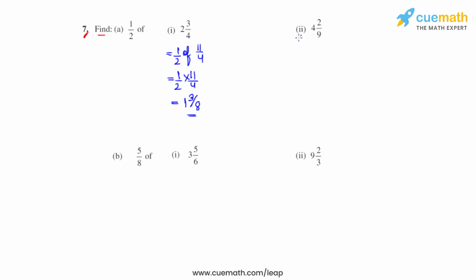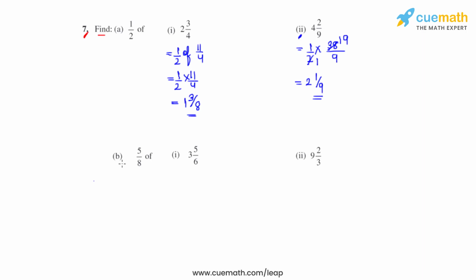Now coming to the second bit of it, we have half of 4 2/9, so "of" is replaced with a multiplication sign. Converting this into an improper fraction, 9 4s are 36, 36 plus 2 is 38, we get 38 over 9. So 2 1s are 2 and 2 19s are 38. If we divide 19 by 9 now, we get the quotient as 2 and the remainder as 1. So the mixed fraction for this will be 2 1/9.